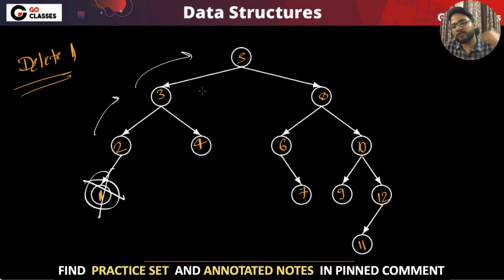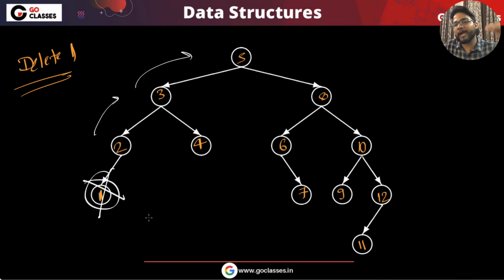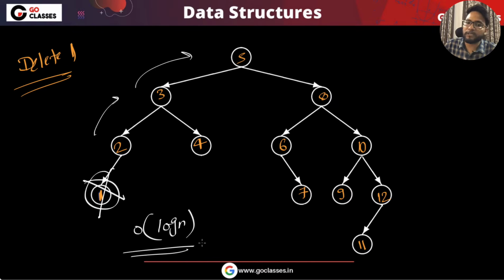In case of insertion, only one rotation is enough, but in case of deletion, you may have to keep on going till the root. So log n rotations might be required in case of deletion. I will tell you this example in the next class. Currently I am just telling you one idea: in case of deletion, you may have to keep on fixing till the root, so the number of rotations will be order of log n. In case of insertion, once you fix this, things are fixed. I will tell you this example in the next video.